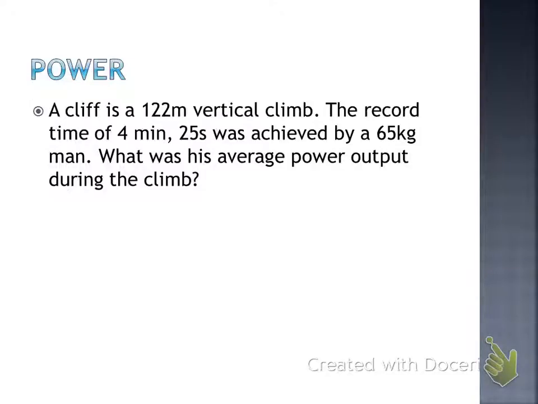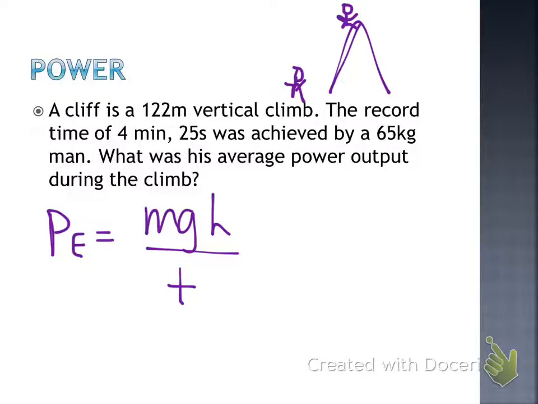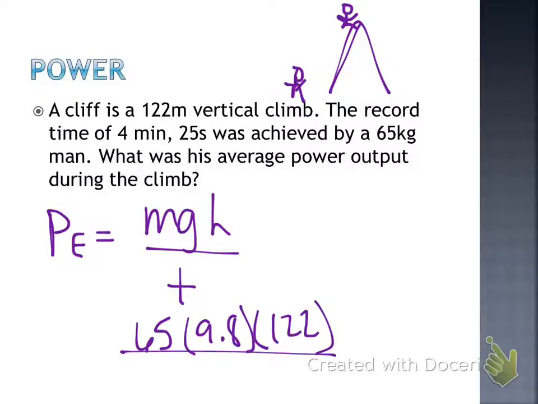Do we care if he zigzagged up this hill? Do we care if he climbed it straight up 100%? It makes no difference to us. Okay, so the path that we take to get there doesn't matter. So we say m times gravity times the height over 265 seconds. Is that right?